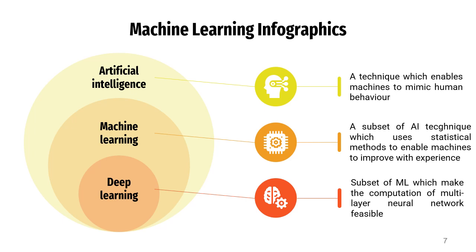Machine learning, a technique which enables machines to mimic human behavior. Artificial intelligence, a technique which enables machines to mimic human behavior. Machine learning, which is a subset of AI, a technique which uses statistical methods to enable machines to improve with experience. Deep learning, a subset of machine learning, which makes the computation of multi-layer neural networks.